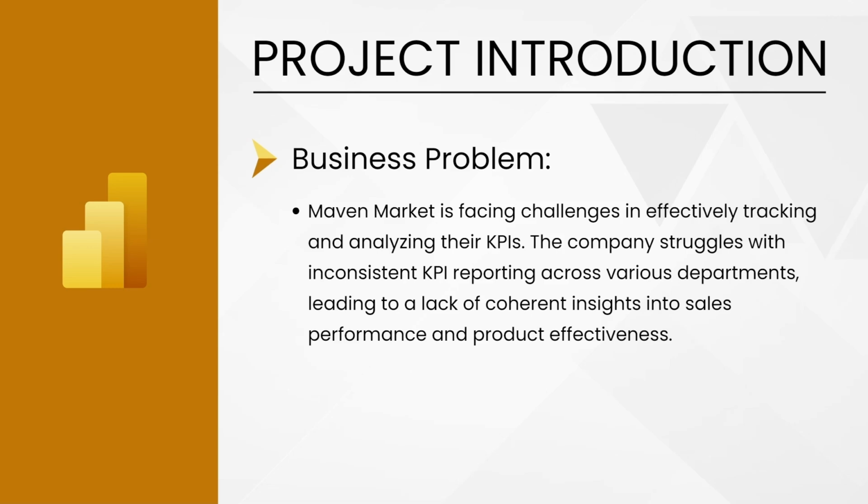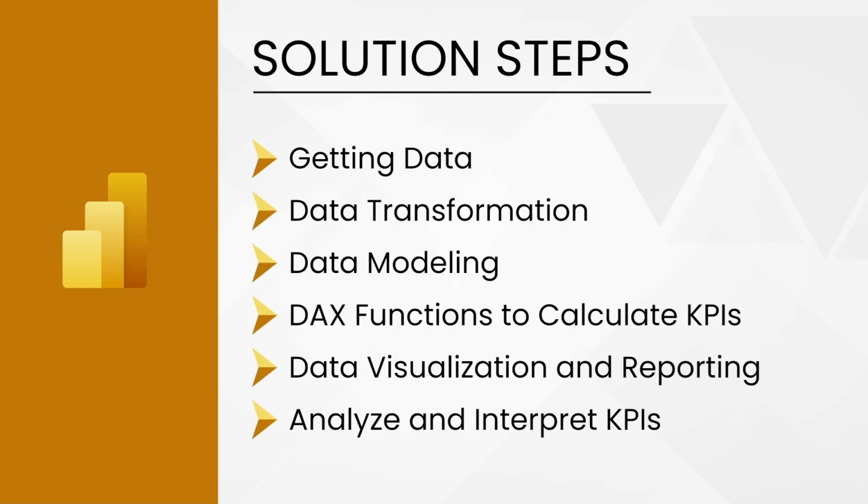We are dealing with the data from Maven Market, a company facing significant challenges in tracking and analyzing their key performance indicators, in short, KPIs. Maven Market struggles with inconsistent KPI reporting across various departments. This inconsistency leads to a lack of coherent insights into critical areas such as sales performance, customer behavior, and product effectiveness. In simple terms, this situation makes it difficult for the company to make informed decisions and resolve the issues promptly. To address these challenges, we will use Power BI and follow the solution steps.